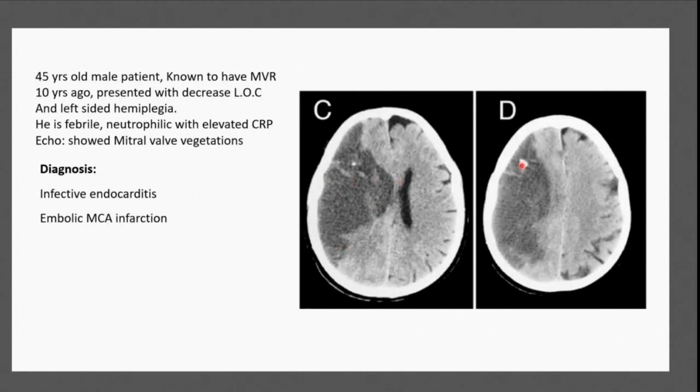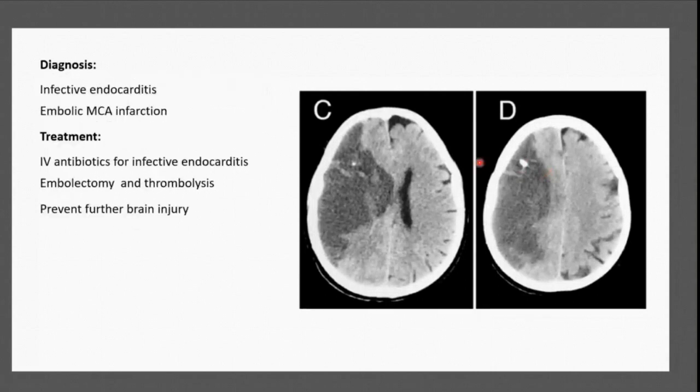So what is this hyperdense area here? This is what we call the ICP monitor, or intracranial pressure monitor. This was implanted to measure the intracranial pressure, which we will talk about today, what we mean by it and how we manage it and how we monitor it. So how will you treat this patient?